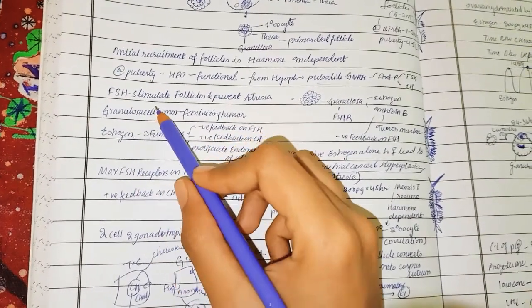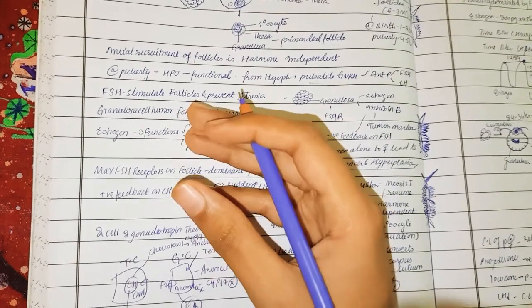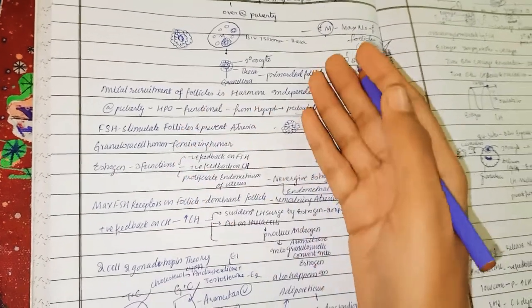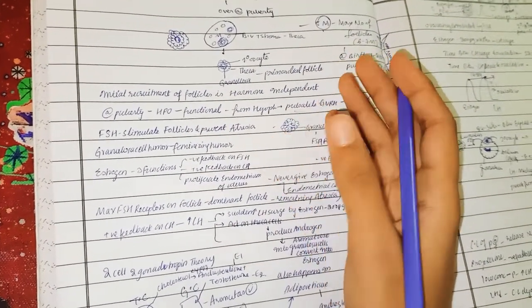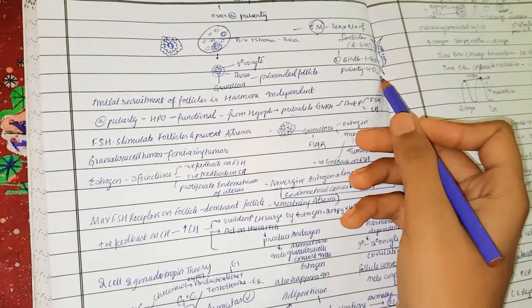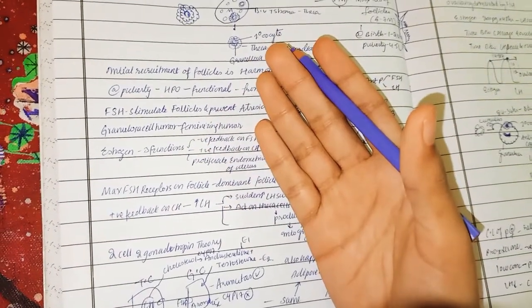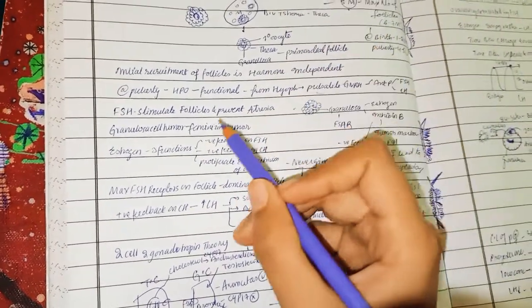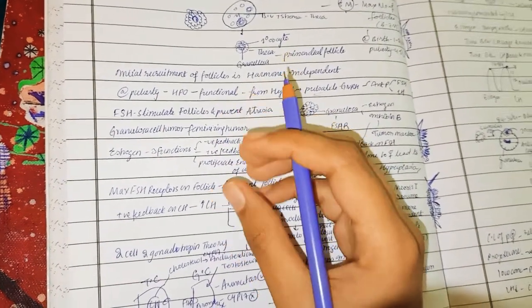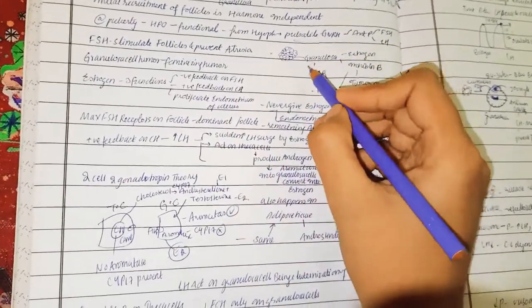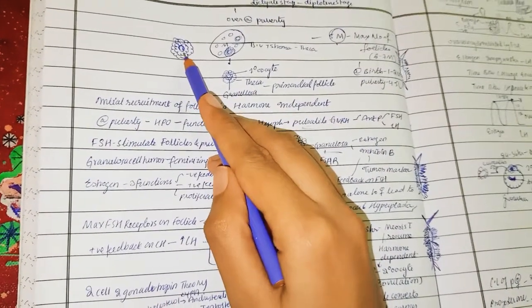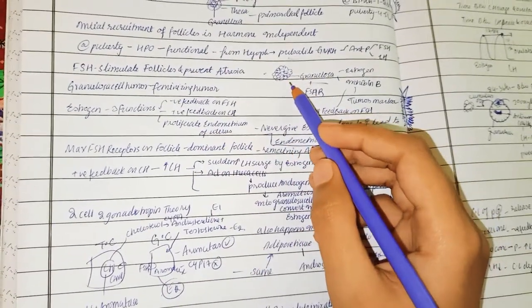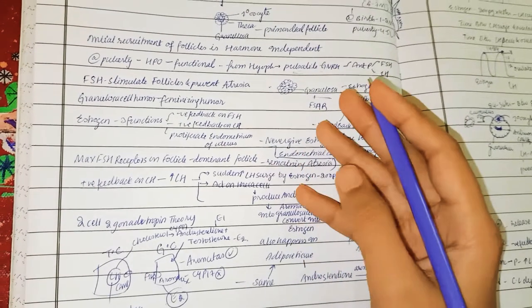FSH will stimulate the follicles, and it will prevent the atresia of the follicles. As we are seeing here, from birth till puberty there are only 4 to 5 lakh follicles, and the follicles still have a chance to decrease, but FSH will come and save the follicles from going into atresia. It will stimulate the follicles, and the role of FSH is mainly acting on the granulosa cell. As we discussed, outside the primordial follicle you have the granulosa cell, and outside the granulosa cell you have the theca cell. So FSH will mainly act on the granulosa cell.